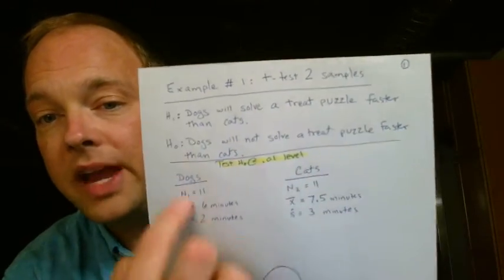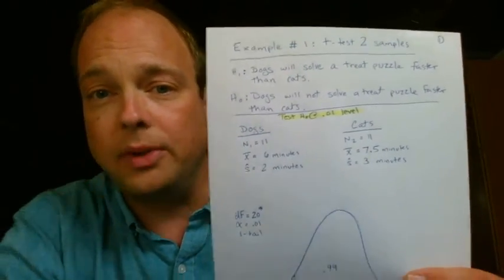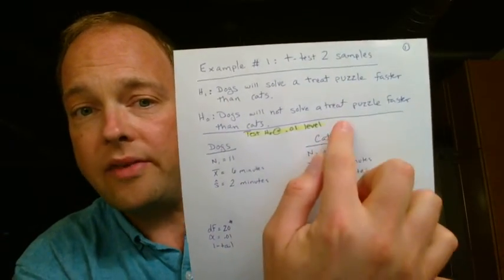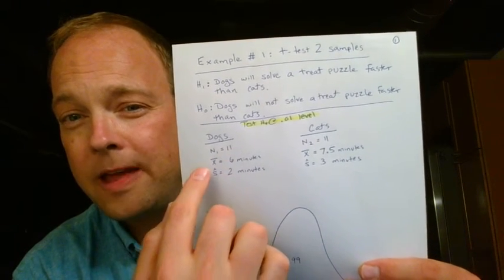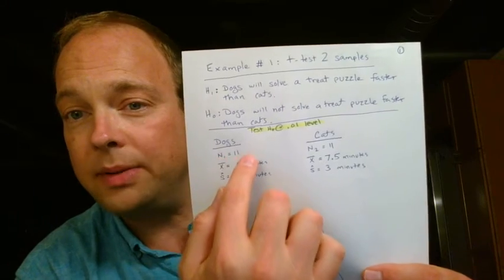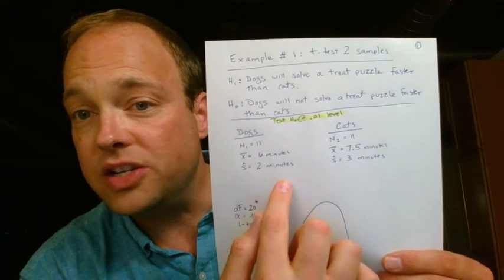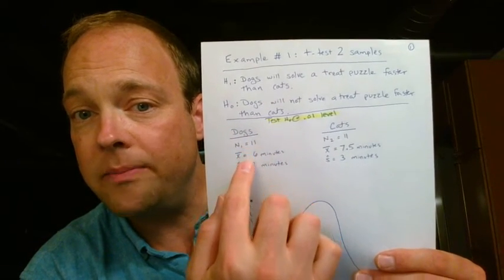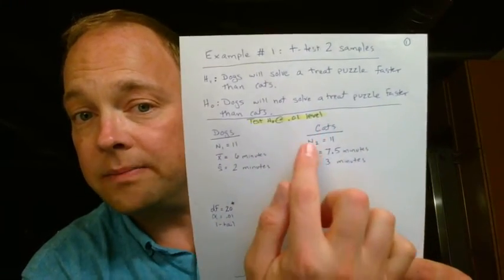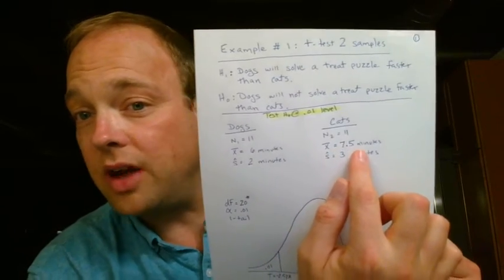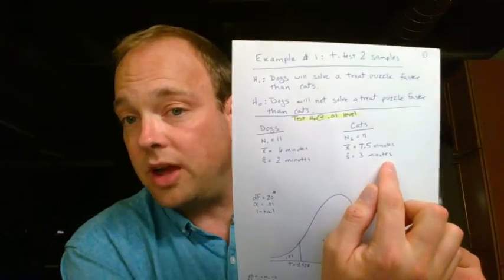Then here's some given information, and this is the type of information that you'll be given when you are asked to solve a t-test for 2 samples. We have our information for dogs, we have our information for cats. N sub 1 is 11, we got 11 dogs. The mean is 6 minutes, so it took our sample of 11 dogs an average, a mean of 6 minutes to solve their treat puzzle with a standard deviation of 2 minutes. Cats, 11 cats, average puzzle solving time of 7.5, standard deviation of puzzle solving time of 3 minutes.